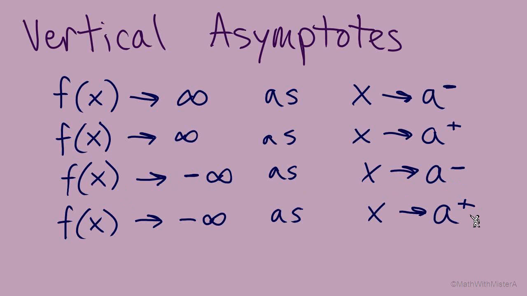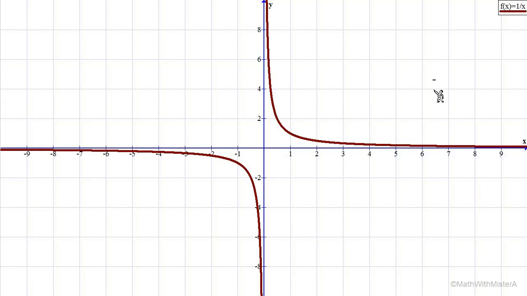So let's pull up some graphs to identify each of these situations. Here's a graph I like. F of x equals 1 over x, that first example we looked at. Now where we see our vertical asymptote is right at x equals 0, so our value of a is 0. And what we can say about what's occurring down here is that our function is approaching negative infinity because it's going downward, and this happens as we approach 0 from the left side.